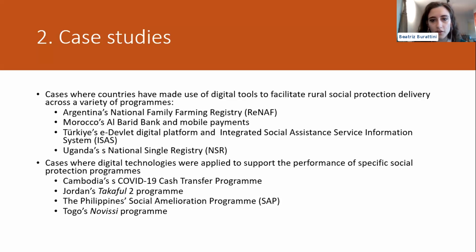Then we also looked at 4 social protection programs that delivered social protection to rural areas and use a variety of different digital technologies and other types of ICTs to do so. Namely, in Cambodia, we looked at the COVID-19 cash transfer program. In Jordan, we studied the Takaful 2 program. In the Philippines, we focused on the social amelioration program, but also drew lessons from the 4Ps, and we'll elaborate on that today. And in Togo, we studied the Novissi cash transfer program.